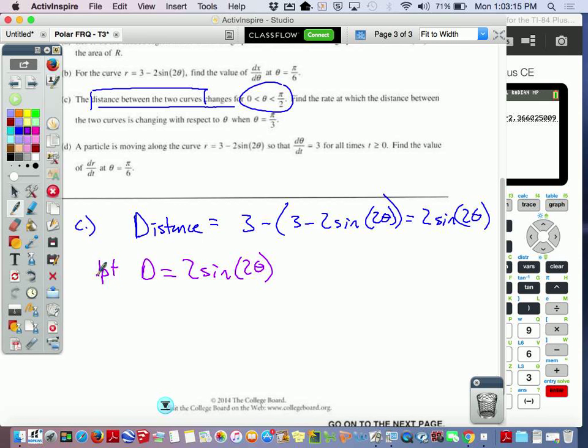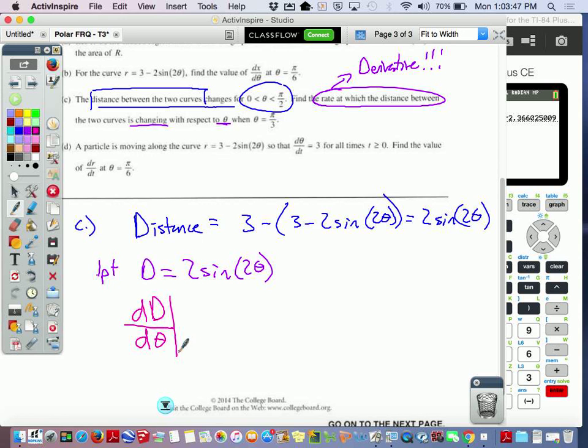Now the next part of the question is tricky. It says find the rate at which the distance between the two curves is changing. Whenever we see this word rate, we should think derivative. The rate at which the distance between the two curves is changing with respect to theta. So what is this question asking for? It's asking us to find the derivative of our distance, dD over d theta at theta equals pi over 3.